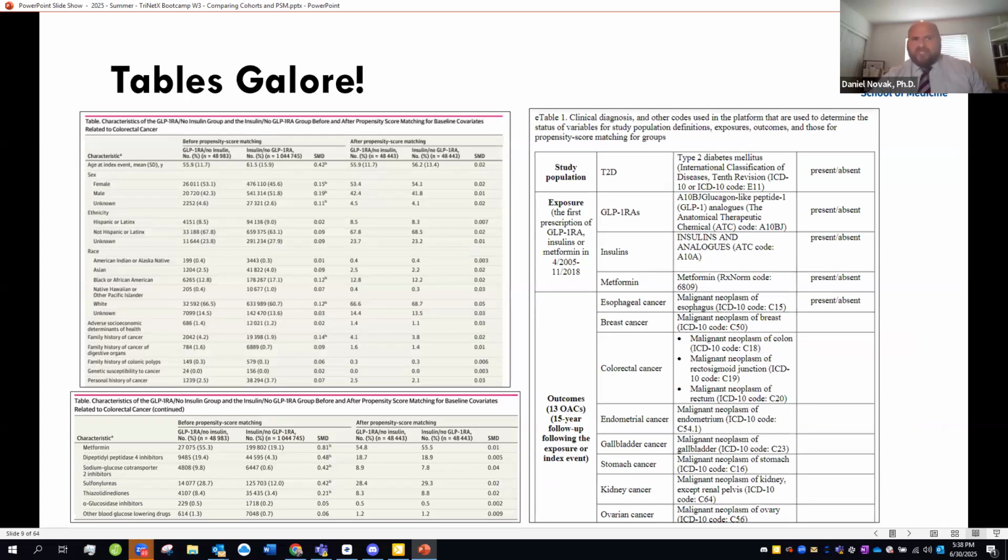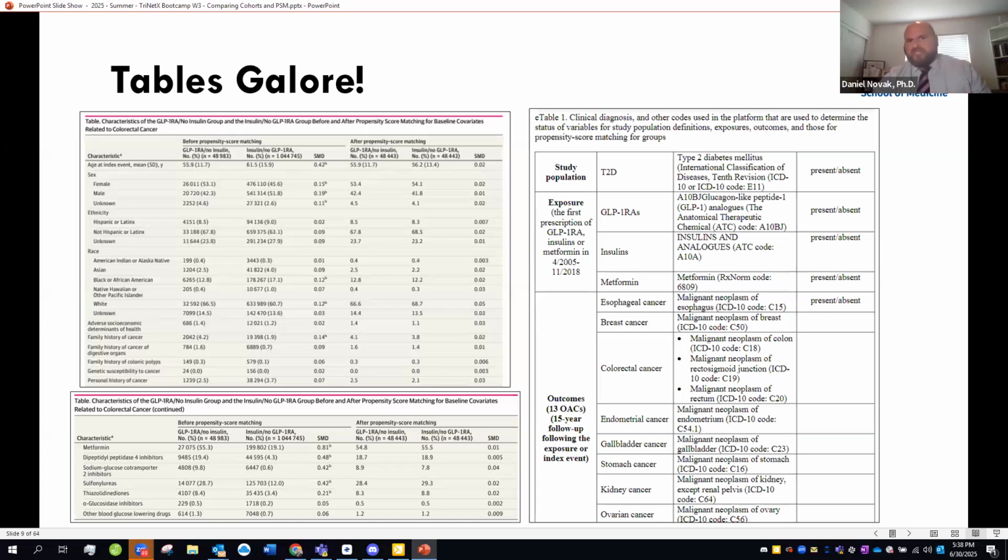You can also see some of their really great tables, tables galore for this study. You can see how they have the propensity score matching table constructed this way, and also their table describing all of the different ICD-10 codes that were used to construct the study.